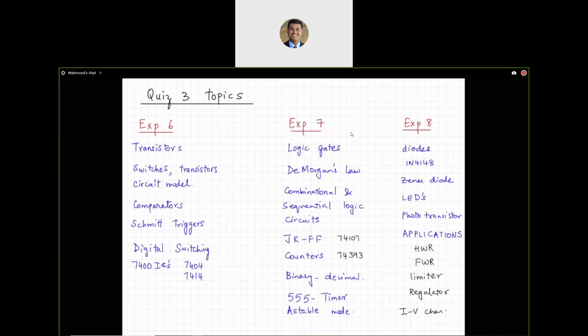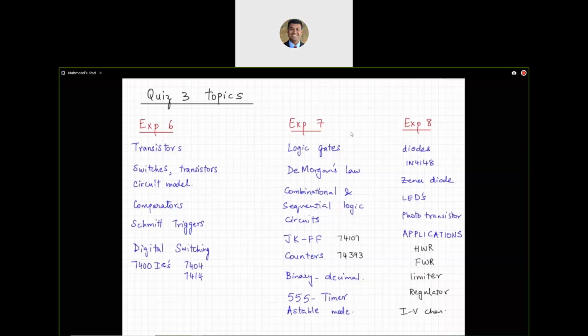Let's come to experiment 7. In experiment 7, we started talking about logic gates. We looked at AND, OR, NOT, NAND, NOR, XOR, XNOR. So 8 different types of logic gates. We talked about De Morgan's law and how we can use that to simplify gates and combinational logic. We studied combinational versus sequential logic, so things that have memory and things that don't have memory, and how we implement memory in circuits using the cross-coupled feedback configuration.